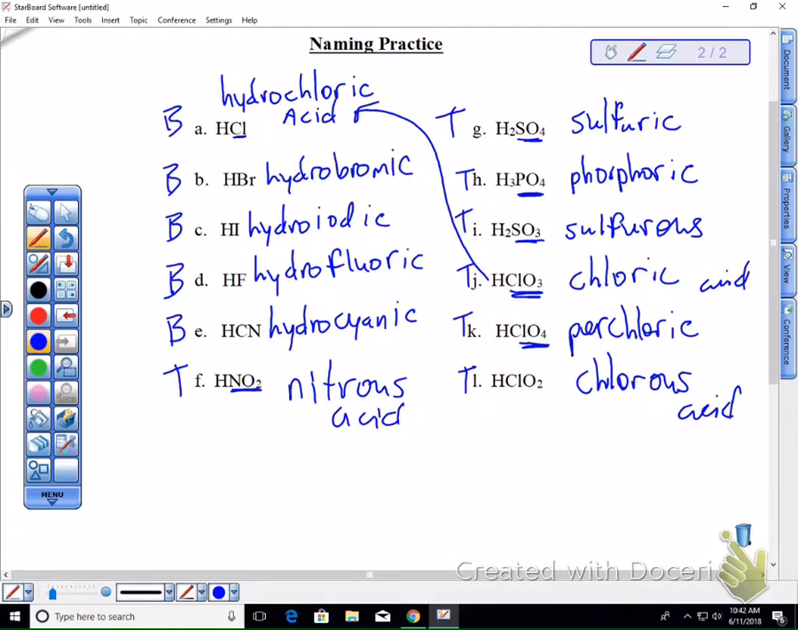So that's how you name acids. In summary, it's important to identify the type of acid that you're dealing with. Each type of acid has its own naming rules. So know your naming rules and then practice. If you have any questions, come and see me.